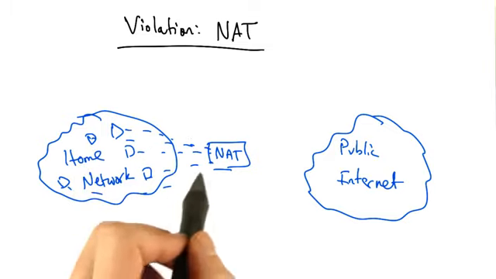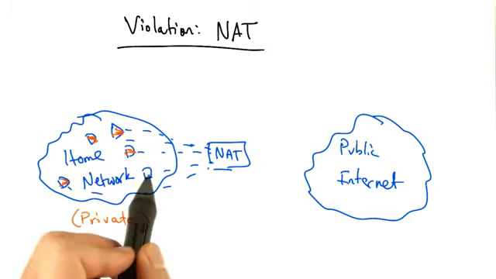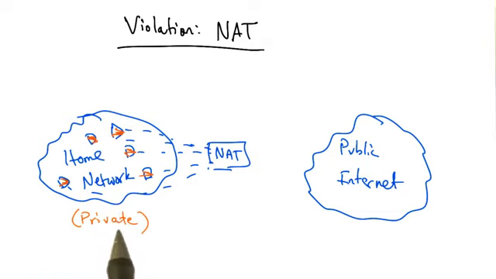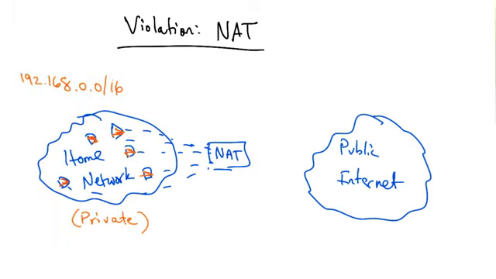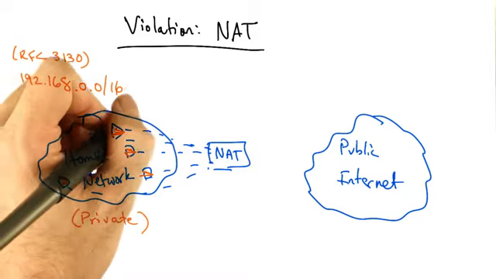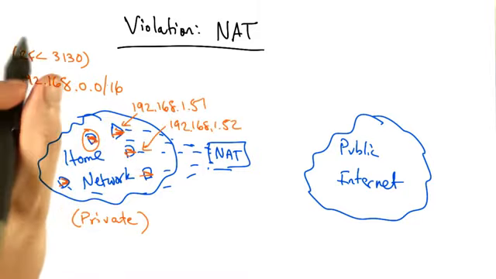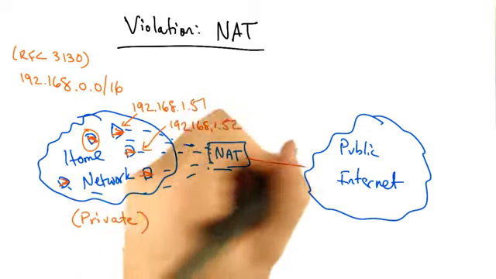Now, the idea behind network address translation is that we can give each of these devices a private IP address. Now, there are designated regions of the IP address space that are for private IP addresses. One of those is 192.168.0.0/16. And there are others which you can go read about in RFC 1918. Now, each one of these devices in the home gets its own private IP address.